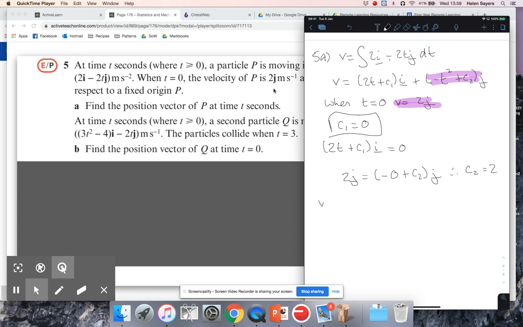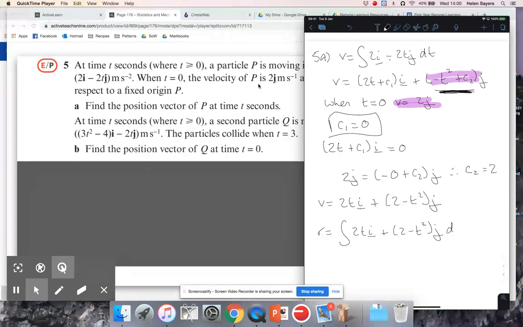Okay, so my full vector for velocity is 2ti plus (2 minus t squared)j. That's just putting 2 into that. But I'm not asked about velocity, I'm asked about position, so I'm going to integrate that.